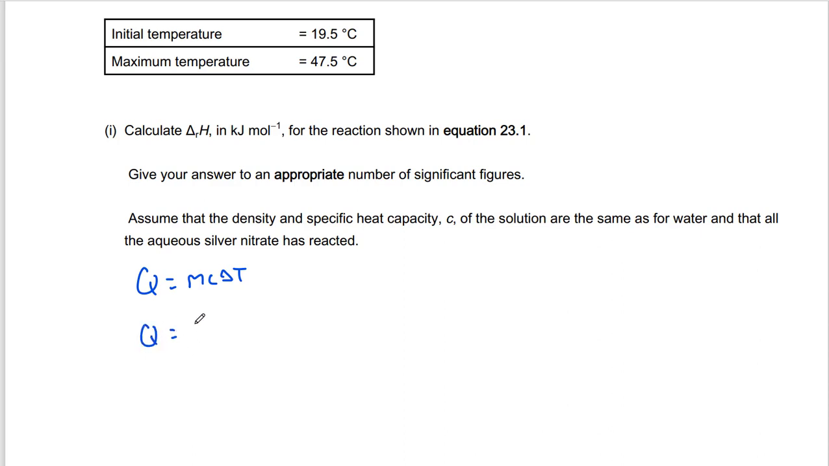So we have to do 25 multiplied by 4.18 because it tells us in the question that the heat capacity is the same as water, so nothing to worry about there. Delta T, again, I am not converting to Kelvin. 47.5 minus 19.5 is simply 28. Multiply all of that together and you get 2,926 joules. I'm going to convert to kilojoules, 2.926 kilojoules.